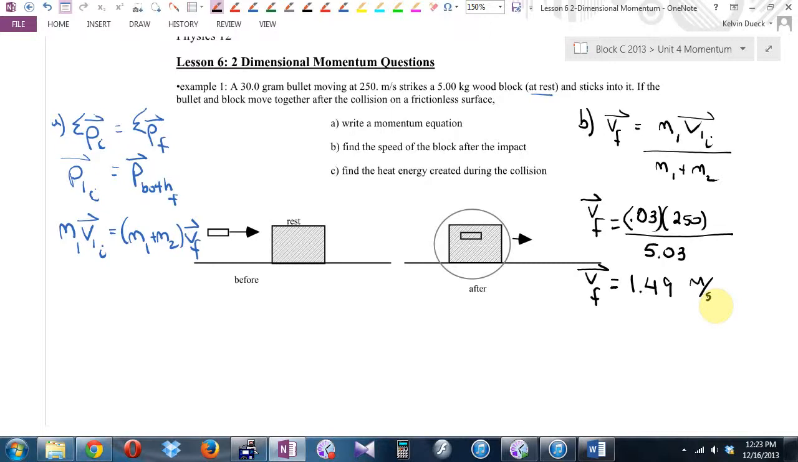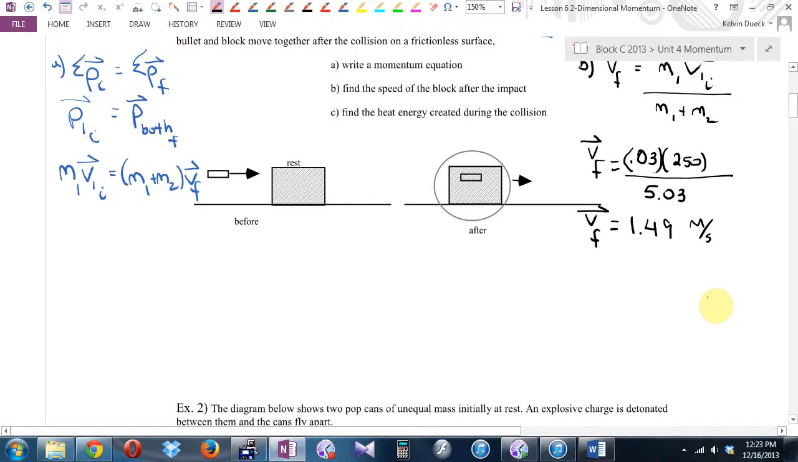We okay? V at 1.49? Petra, what's C asking me to find? The heat energy created during the collision. I think what we're going to say is, let's find out how much energy there was before the collision, how much energy there was after the collision, and whatever's missing must have gone into heat. Is that okay? In other words, I think C is saying this is a job for conservation of energy.